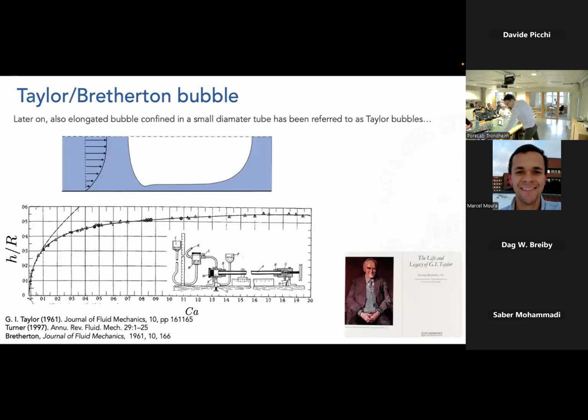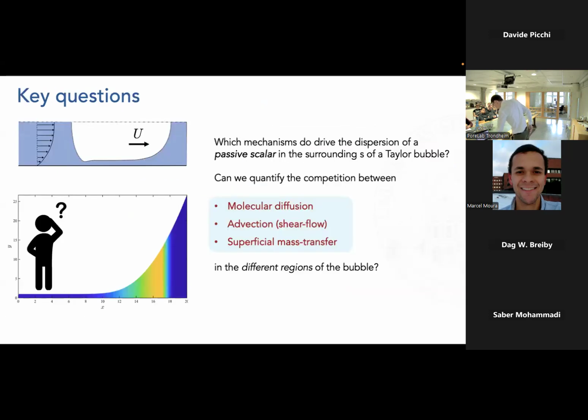And probably this is because these works refer to works of Taylor, either in big channels or in small channels. And later on, when this type of bubble is in a very small diameter channel, it is also referred to as the Bretherton bubble, thanks to the famous paper, the JFM of '61 by Bretherton, which we will speak about later on. This is just a small historical part about the topic and why people call it Taylor bubble.